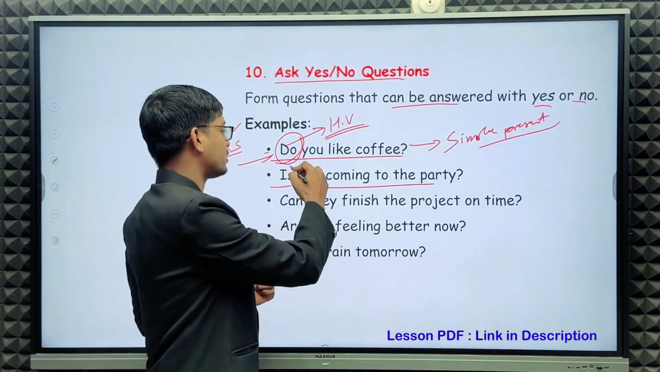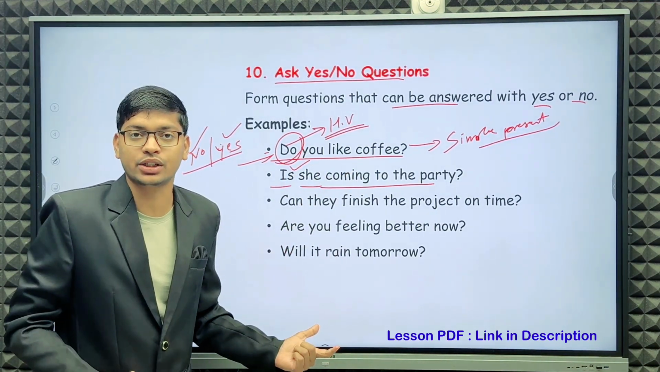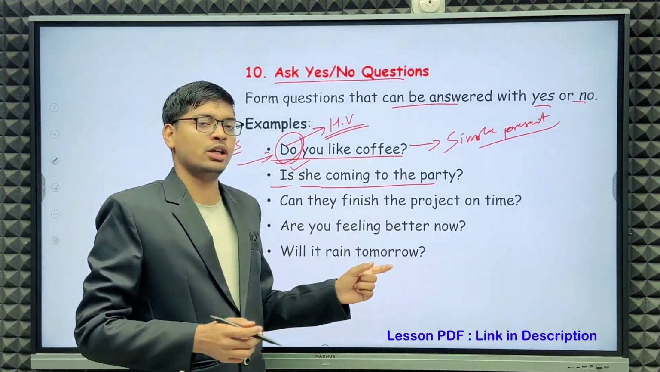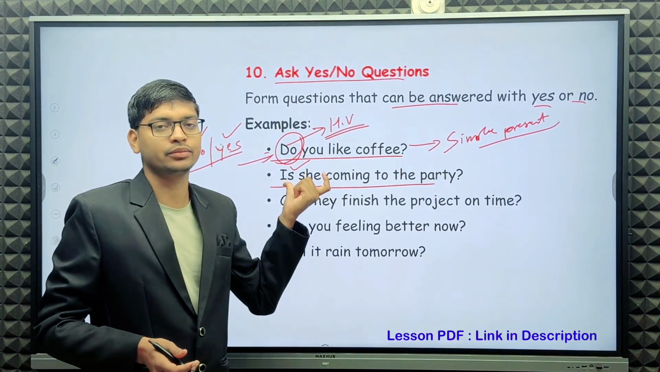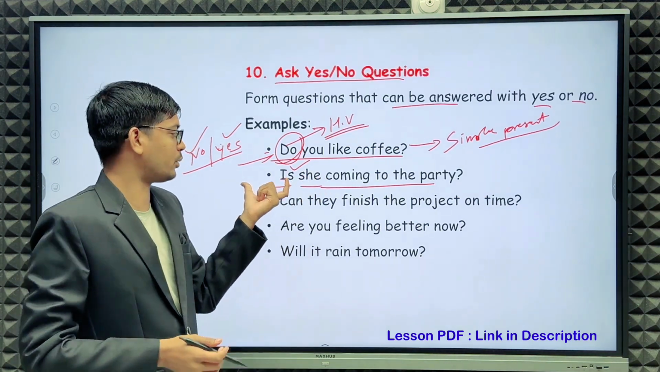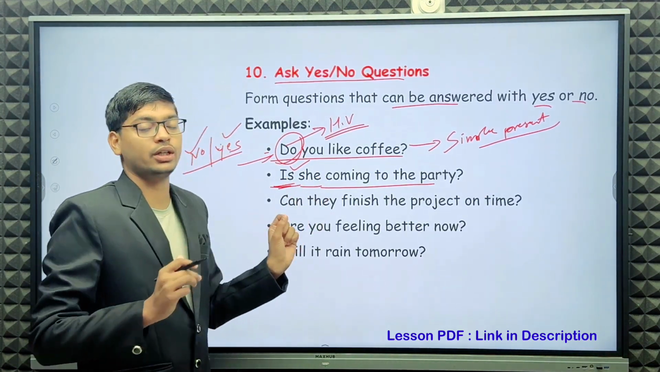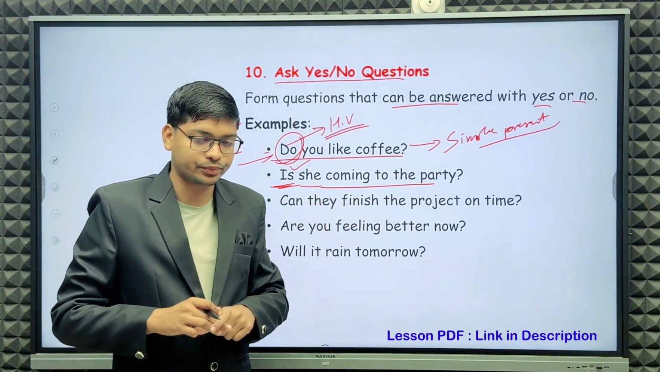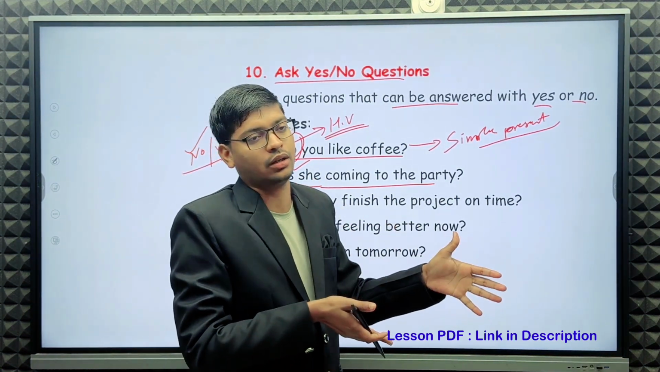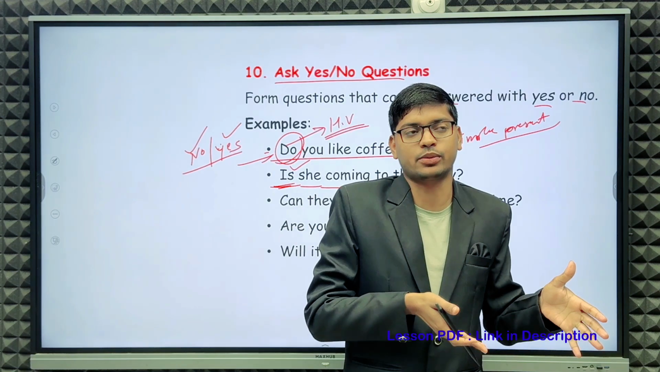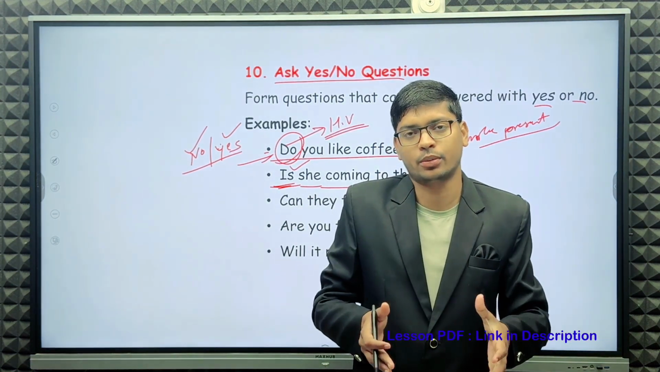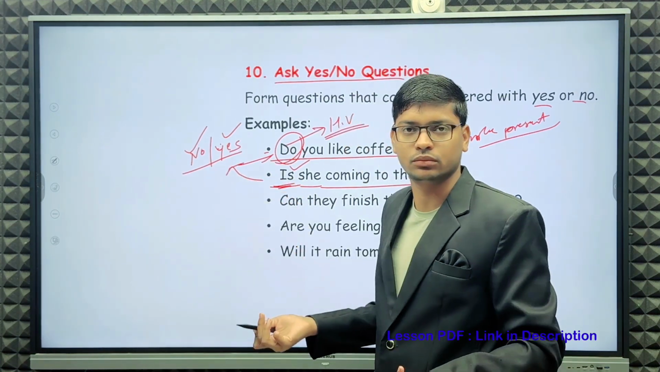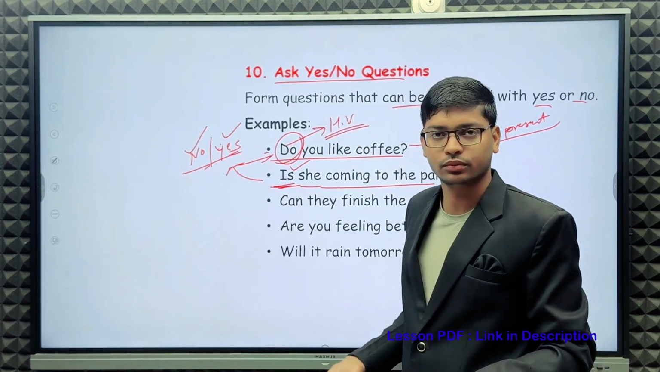Same here, is is a helping verb of present continuous tense. So the question starts with a helping verb. When a question starts with a helping verb, we have to answer in yes or no.